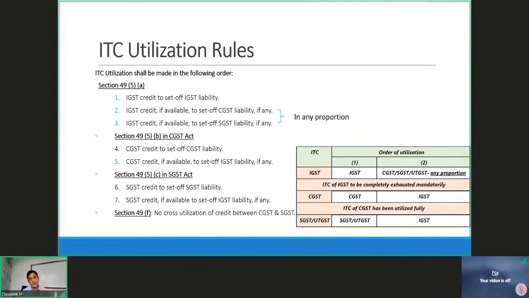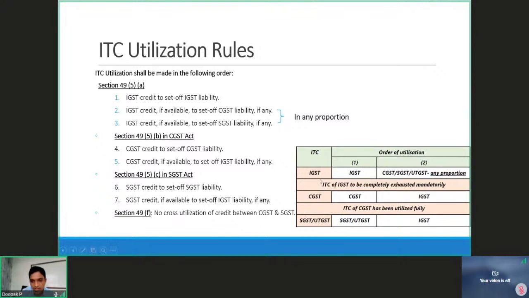SGST credit cannot be utilized for payment of CGST liability. If you have any CGST liability and you have SGST credit, nothing can be done. You cannot offset SGST with your CGST liability. Similarly, CGST credit cannot be utilized for payment of your SGST liability. CGST credit will still lie there if any liability of SGST is there. You cannot offset this. You can offset the SGST liability with SGST first, and if you have any credit of IGST, utilize that. If not, nothing can be done. You have to pay that by cash. So this ITC utilization is for the credit only.